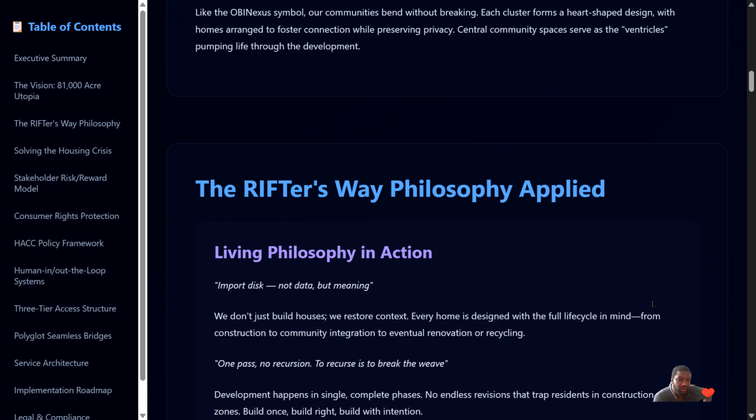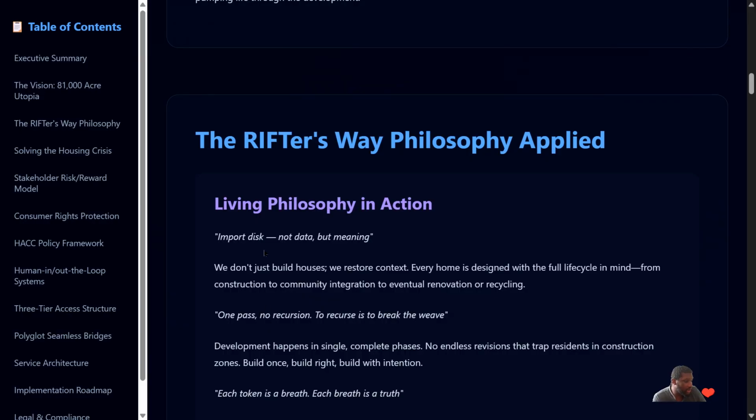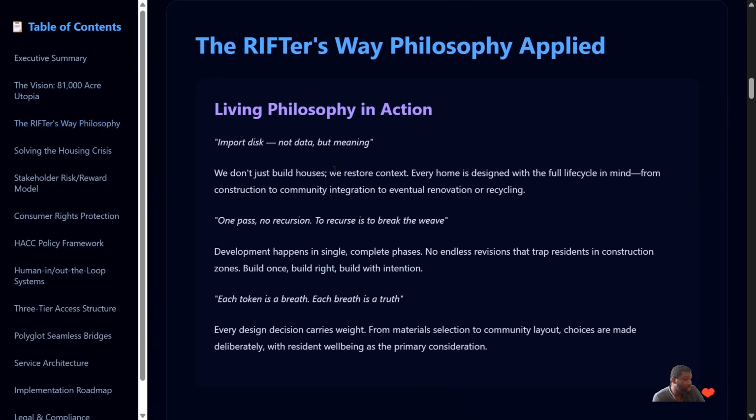So this is the Rifter's Way. This is like the road map for what I call the Rifter's Way, but it's not completed. This is just the living philosophy in action. So we've got import disk, not data, but meaning. This is like importing, resuming the state of your program, using your life based on the development cycle. Just import the context, not the data. Do not import a module, but the meaning, what you load in the first place, the hard disk. So we don't build homes, we restore context while we build homes.